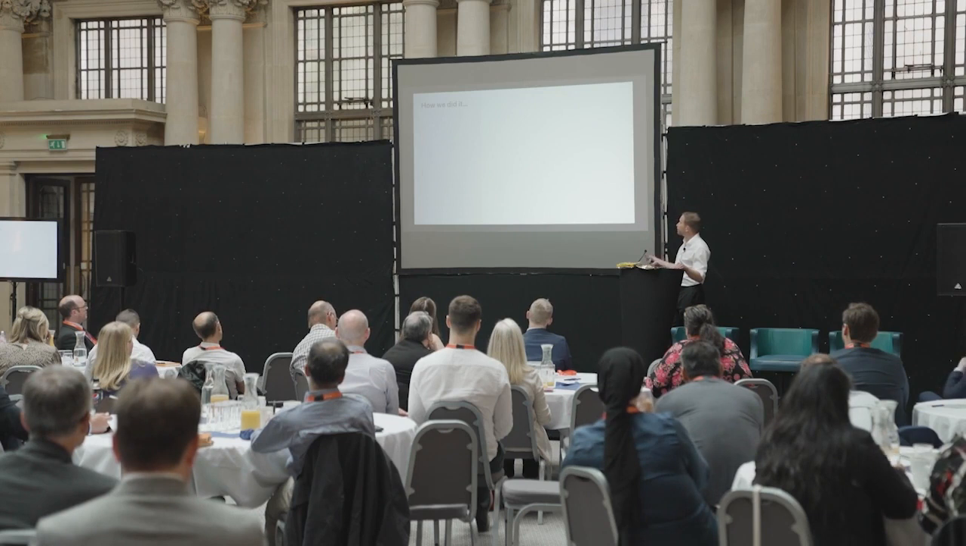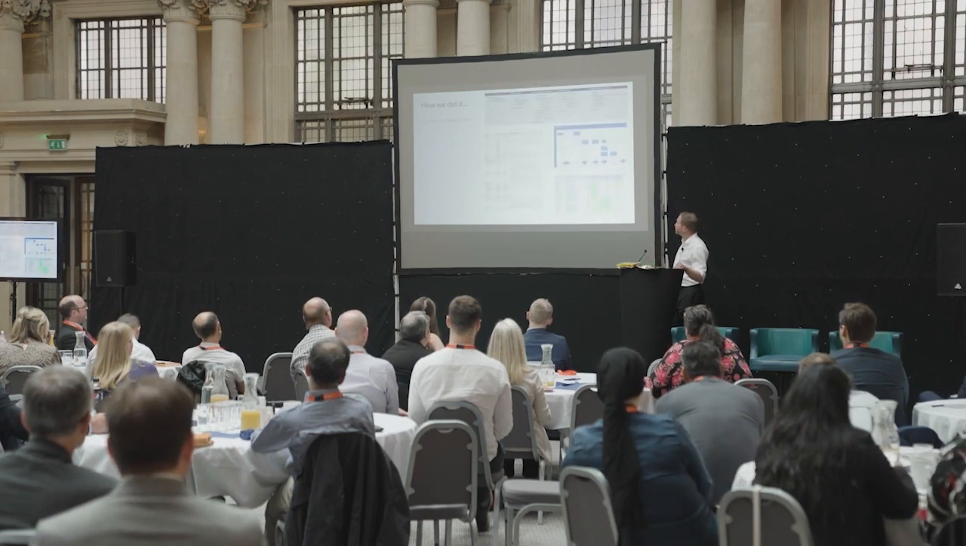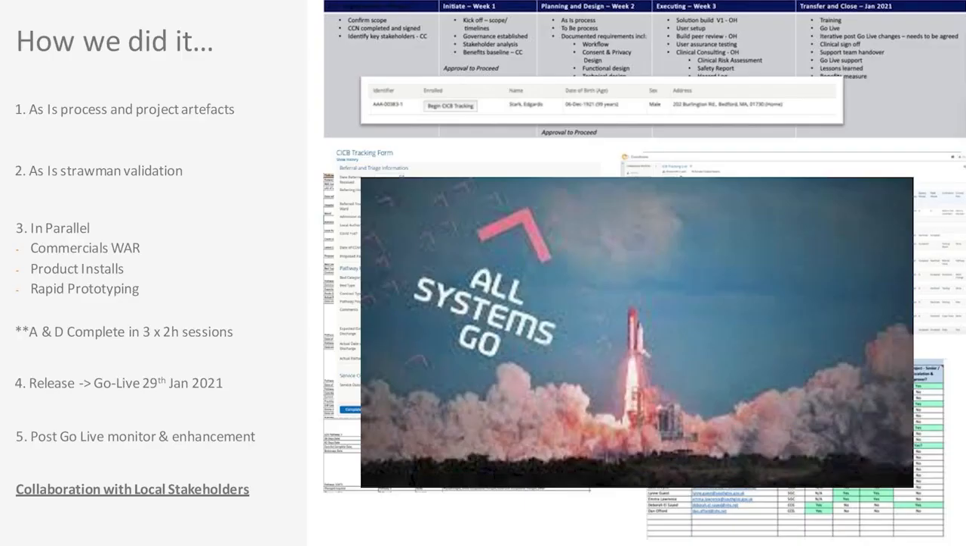Okay, a few slides on how we did it. Let's just jump down here. Okay, so to get through the process, we did some as-is mapping and creation of some initial project artifacts, and we used that as-is to inform a straw man of the solution. Now, in parallel to that, we worked through some of the commercials work, and also did any of the technical debt associated with the solution that we were needing to deploy.